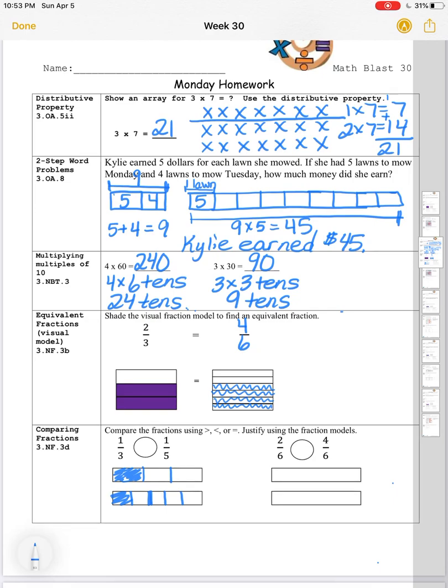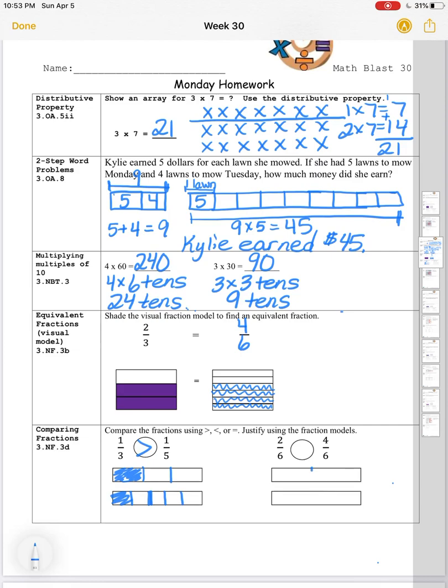And now I can see that my thirds are bigger than my fifths. 1/3 is greater than 1/5. In the second part here, I have 2/6 compared to 4/6. Here, my units are the same size.